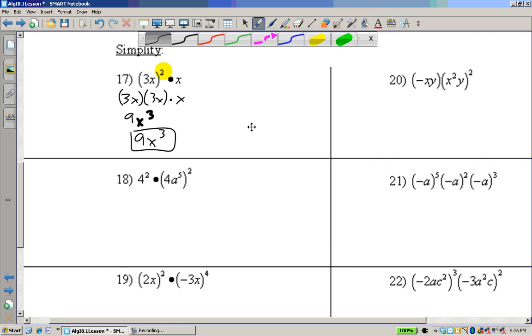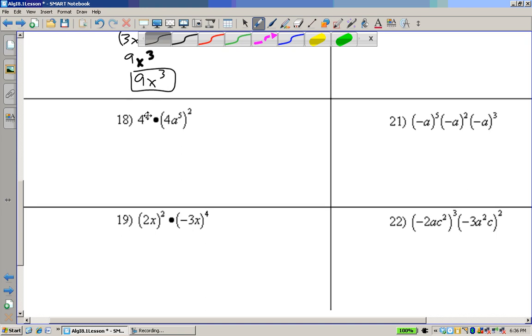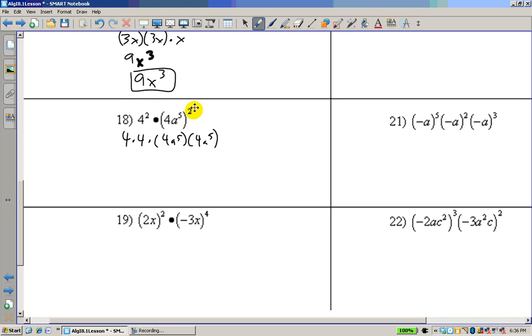Okay, let's try number 18 here. Now, we know we have 2 4's here, so I'm going to go ahead and spread these out. And again, like I said earlier, we have to check out this here. That is extremely important. I cannot combine this 4 before I take care of this. I have to take care of this first. So we're going to make 2 exact copies, 4a to the 5th, 4a to the 5th. Now, you see that there's no exponents outside here, so we can drop these parentheses. 4 times 4 times 4 times a to the 5th times 4 times a to the 5th.